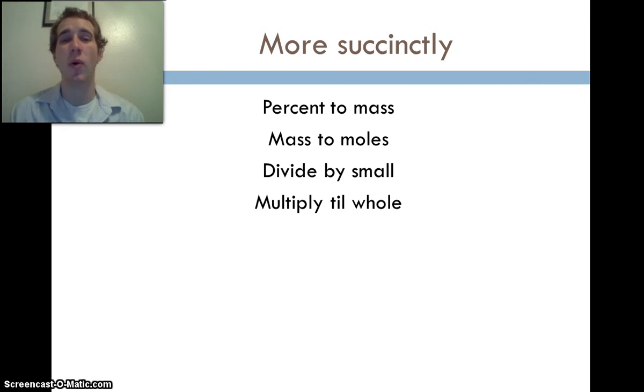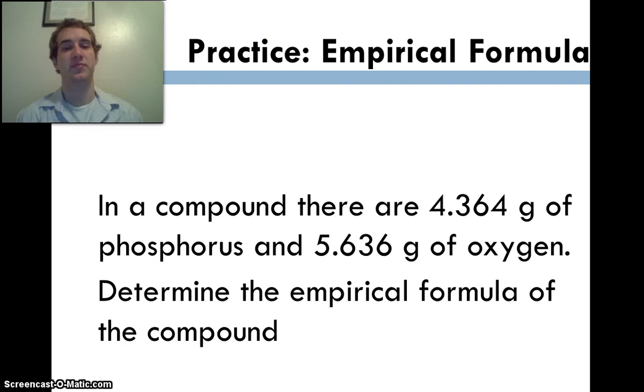So let's take a look. Let's see what this would look like with an example problem. So in a compound, the compound is analyzed, and in that compound, there are 4.364 grams of phosphorus and 5.63 grams of oxygen. We now need to determine the empirical formula of the compound.